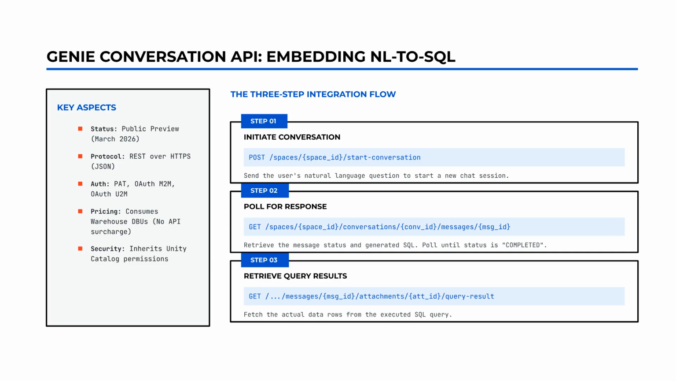Best part? There's no extra API surcharge. It simply consumes your SQL Warehouse DBUs, just like the UI does. This unlocks incredible possibilities, building branded internal portals, Slack or Teams bots, custom Databricks apps, and automated reporting workflows. We'll go much deeper into the API in Module 15, but this is your entry point to embedding Genie anywhere in your organization.